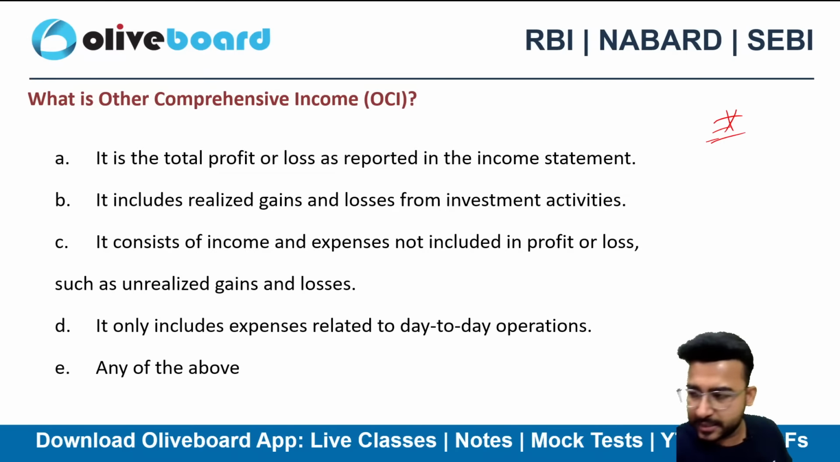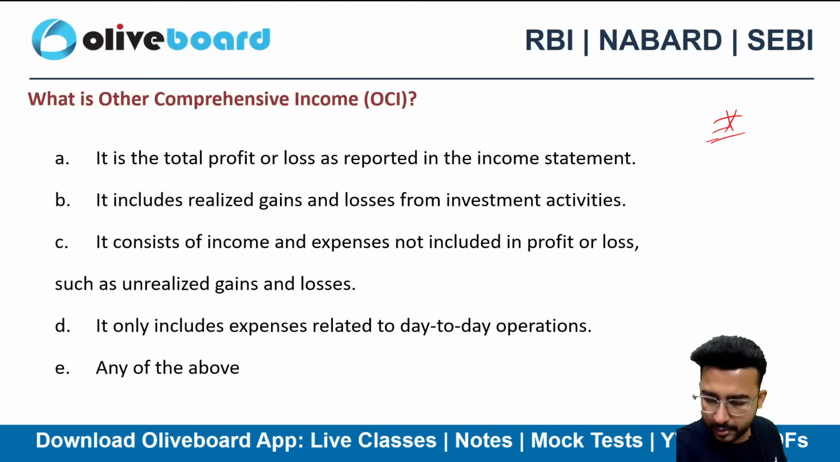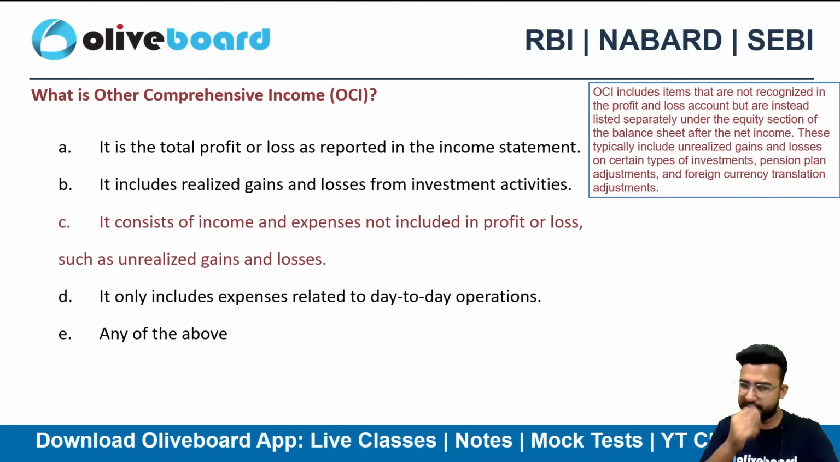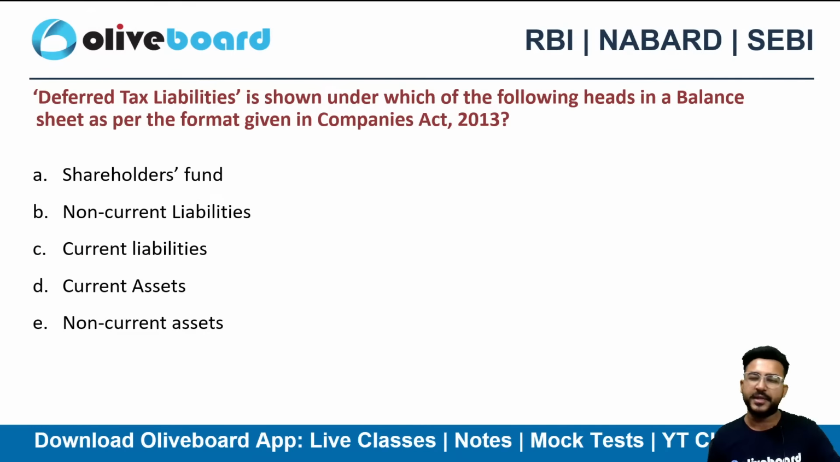It's an Ind AS terminology, okay? It's not an accounting standard terminology. It is an Indian accounting standard terminology. OCI, other comprehensive income. The correct choice here will be C. It consists of income or expenses not included in the statement of P&L, and they are unrealized gains and losses. That's why we have created a separate statement, other comprehensive income.